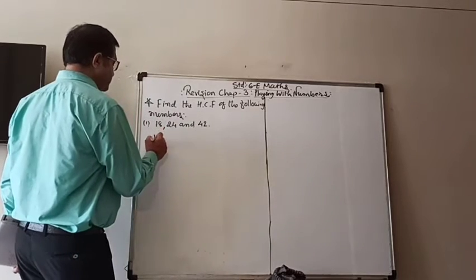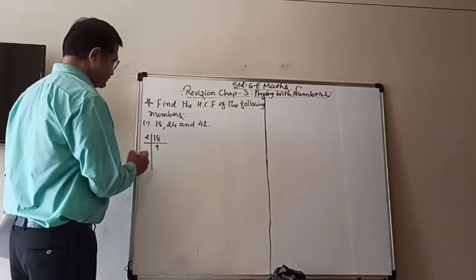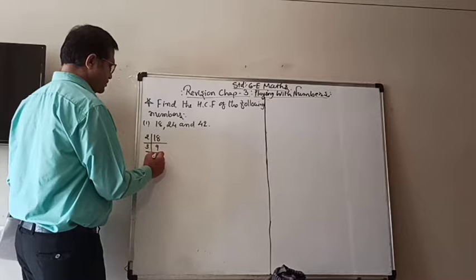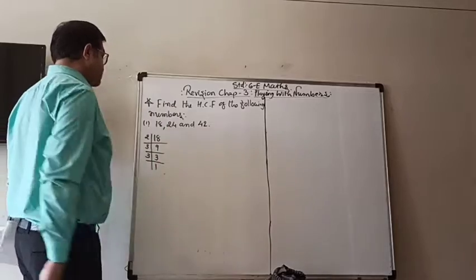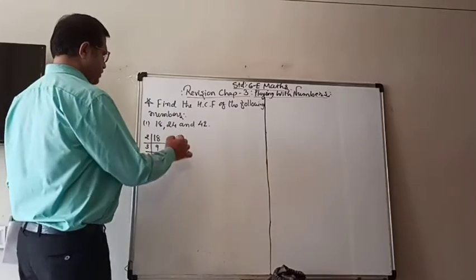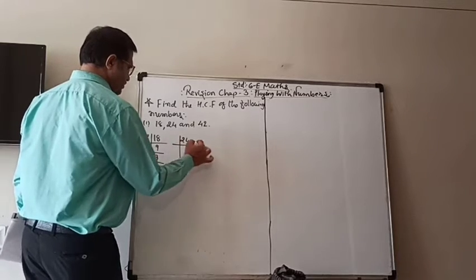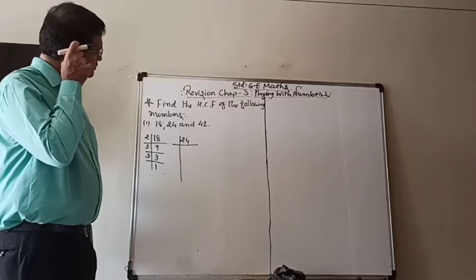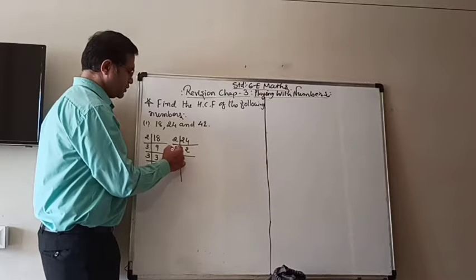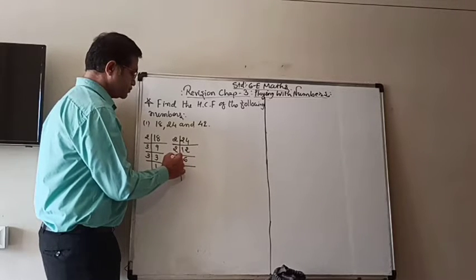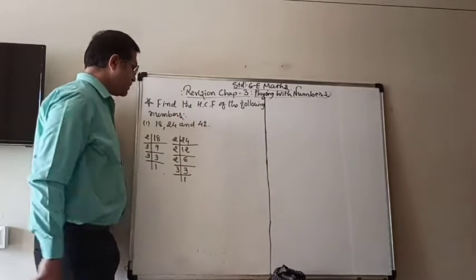So first 18. 2 9s are 18, 3 3s are 9, and 3 1s are 3. Next 24. Also we will find the prime factors. 12 2s are 24, 6 2s are 12, 3 2s are 6 and 3 1s are 3.